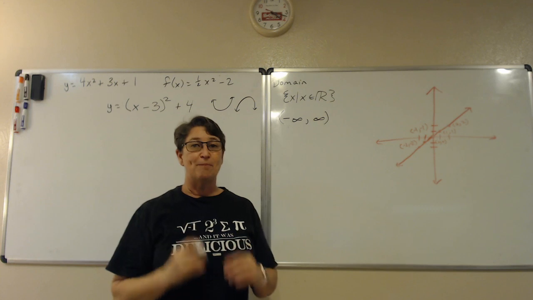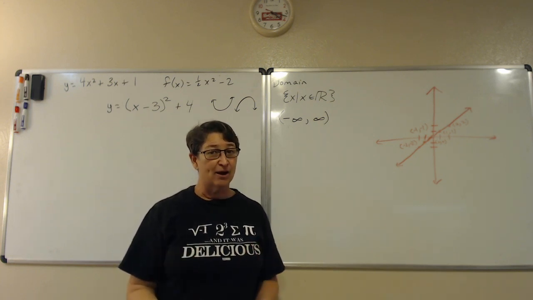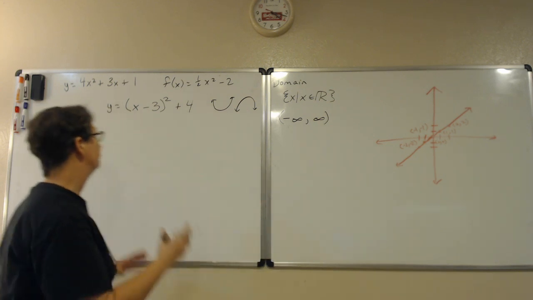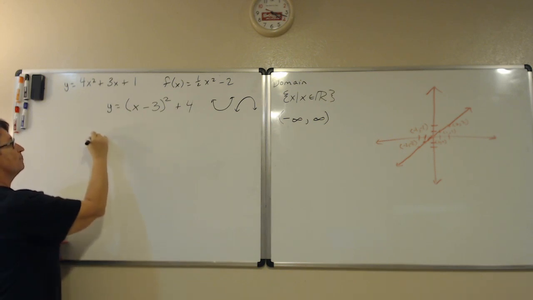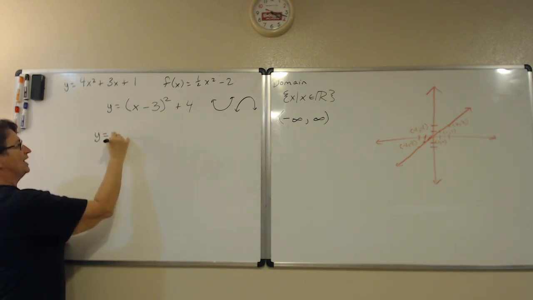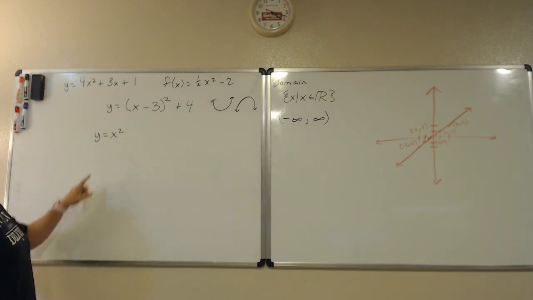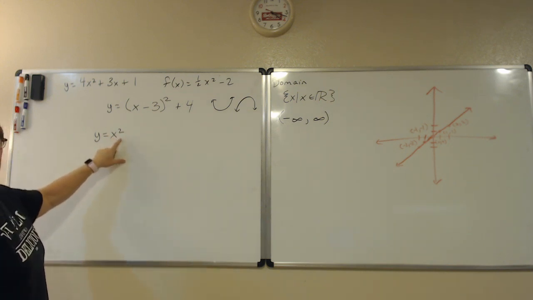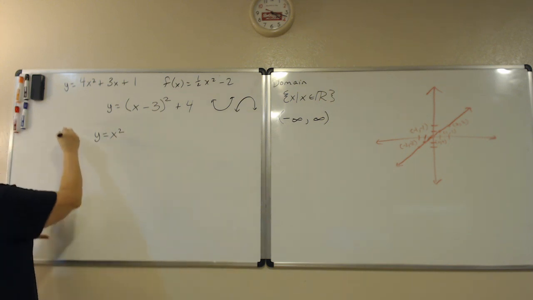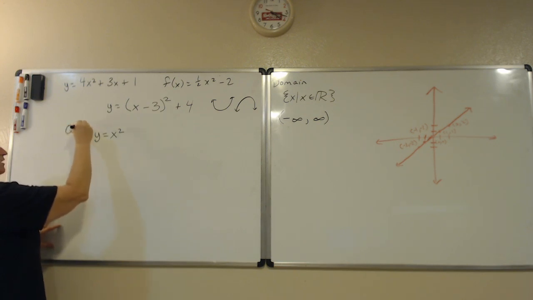Now, the most basic, or the parent of these guys, the simplest of them, is y equals x squared. So y equals x squared is our parent quadratic. We call it a quadratic function.